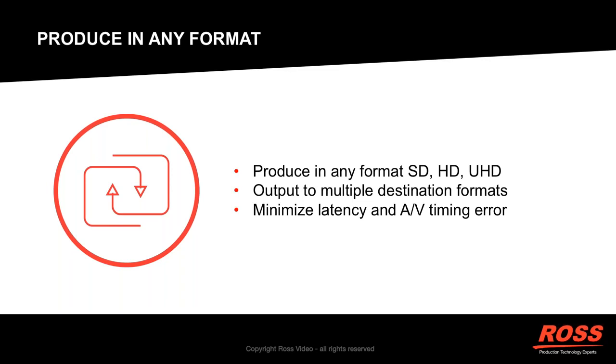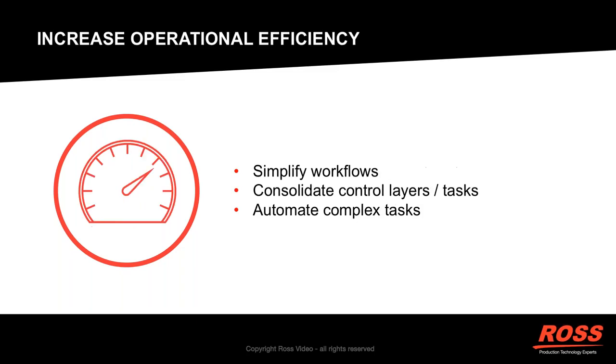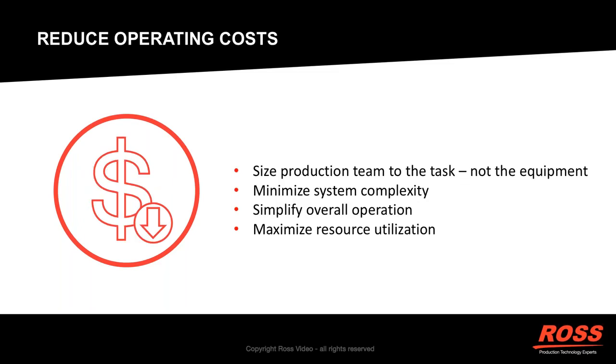At the same time, we need to minimize any latency that occurs because of conversions and so on, and minimize A/B timing errors. The other part of increasing operational efficiency is to simplify workflows. We need to be able to consolidate our controls and the tasks, and perhaps even automate. Automate may be the wrong word. Simplify complex tasks, make perhaps single operator functions instead of having to involve multiple operators for certain types of tasks. And of course, we want to reduce our operating costs.